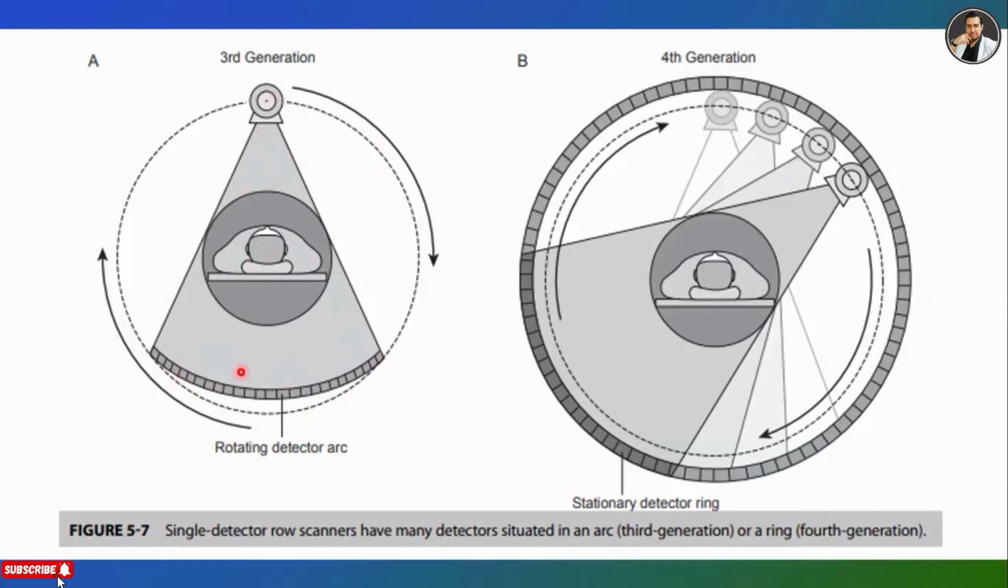In the fourth generation, there is a detector ring. There is a 360-degree detector ring and a tube. The detectors collect information.